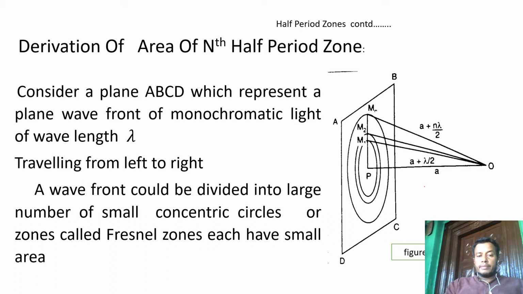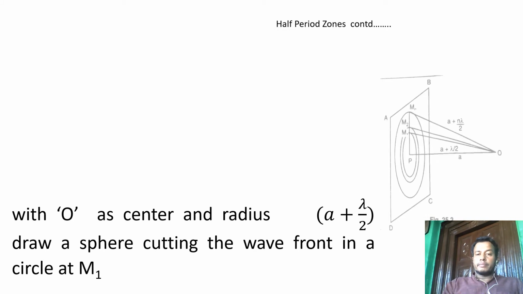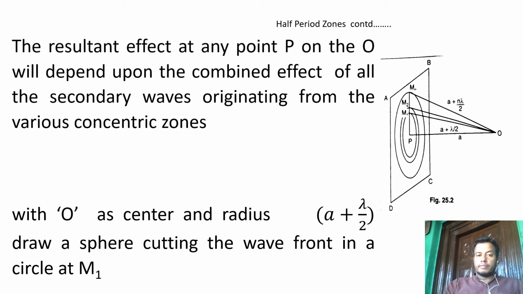After this, the wavefront can be divided into a large number of concentric circles after hitting these zones, called Fresnel zones. Each zone has a small area. So let's see how they are related. The resultant effect at P, the center of these zones, will be on O, and depends upon the combined effect of the secondary waves.